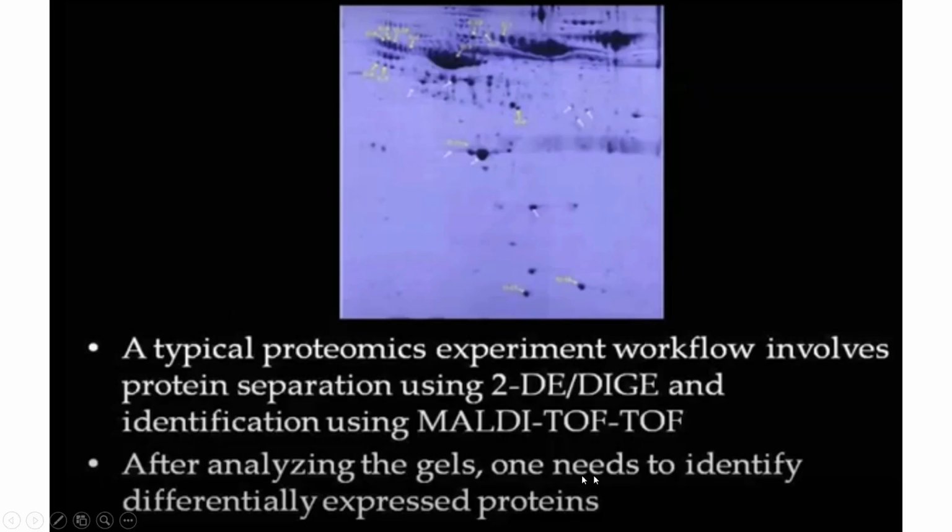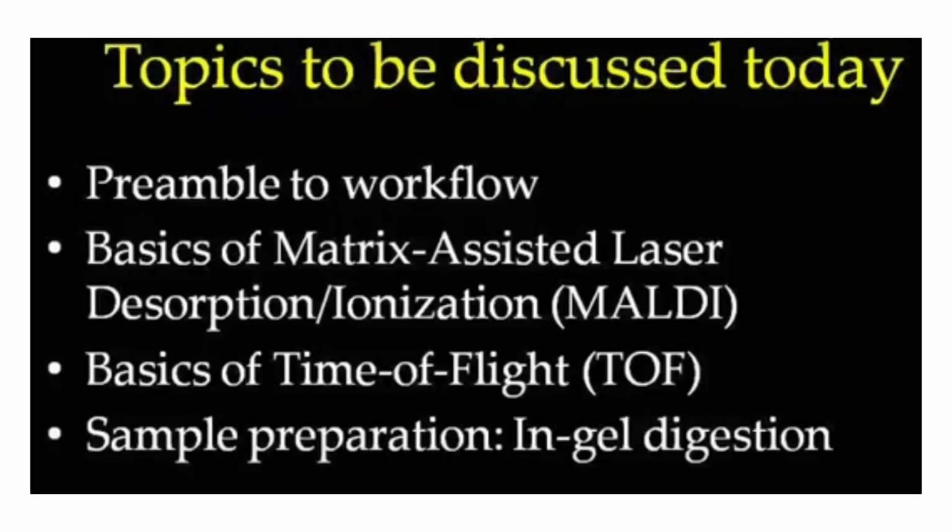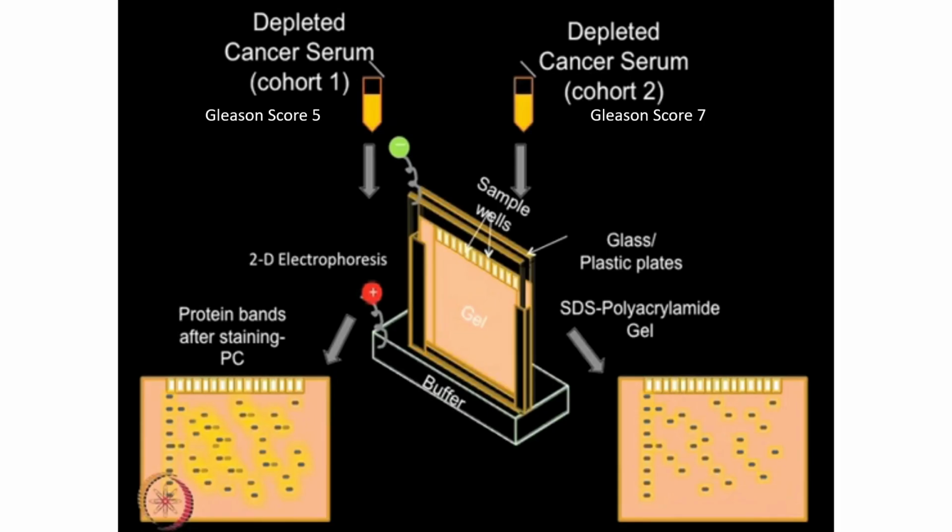So after analyzing the gel, one needs to identify differentially expressed proteins. That is what CIDER software will help you with. So what does differentially expressed mean? For example, here this is a protein which is not present, but here it is present. So these are differentially expressed proteins, right? That analysis you need to do first.